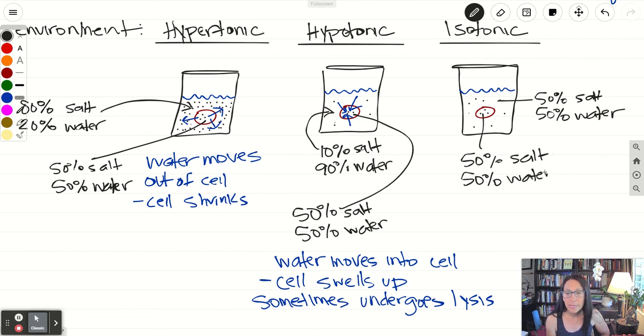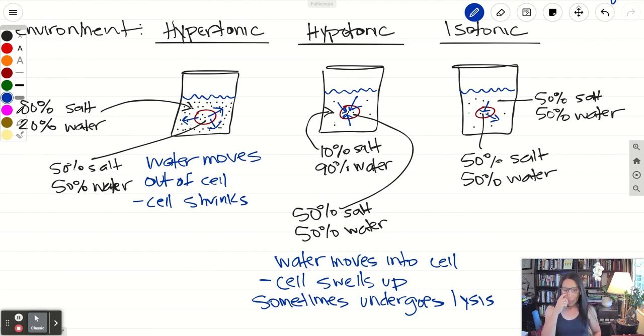In this case, there's no pressure for the water to move in either direction. So the water moves in both directions, because water is always moving. Water goes in and water goes out at the same rate, so there's no net effect. The cell stays the same. It's healthy. This is a good situation.